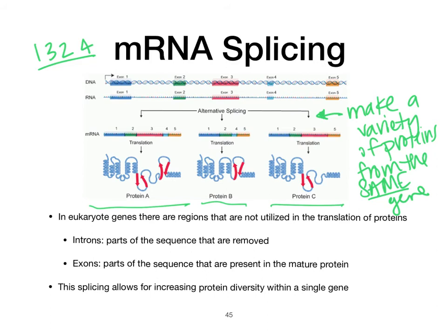And so this increased protein diversity allows you to selectively express the parts of a protein that are necessary in different cell types. So if we see a type of protein found in the heart, it might be different than that protein observed on the skin or in neurons.